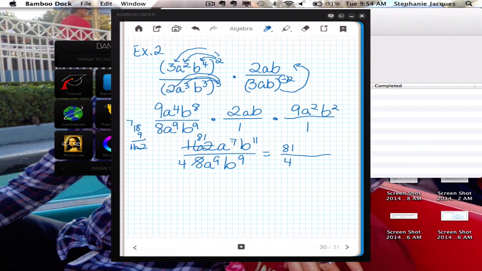Now I have 7 a's on top and 9 on bottom. When I subtract those, I get a to the negative 2nd. So that means I'm going to have my a to the 2nd on the bottom. So I did my a's. Now I have b to the 11th and b to the 9th. Subtract your exponents so you have b to the 2nd. And now you're completely simplified. So you took this big, huge thing up here and you simplified it into this. Okay, we'll work on it tomorrow.